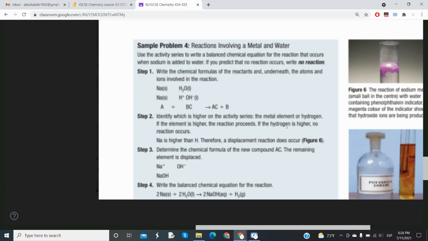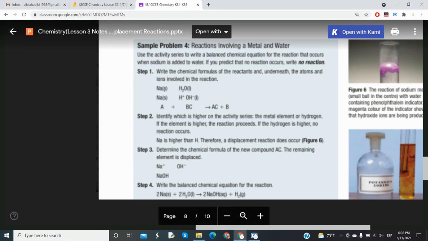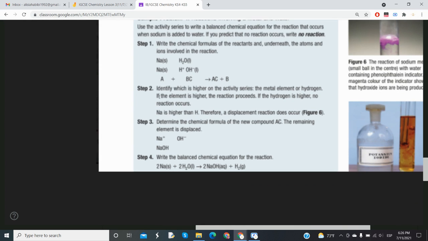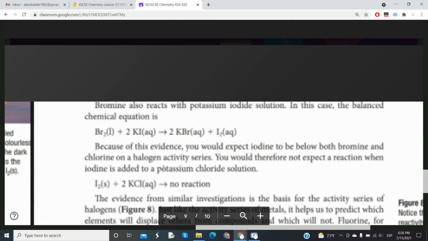Of course, like we said before, if hydrogen happens to be higher than the metal or element that is reacting with it, then no reaction would occur. In this case, because sodium is higher than hydrogen, therefore a displacement would occur. So that means that sodium would combine with hydroxide, and then we would get sodium hydroxide. And step 3, this is where we determine the chemical formula. And of course, hydrogen gas will be displaced. And so this is what we have here in step 4. And I forgot to mention, guys, it is always important after a single displacement reaction that you actually balance the chemical equation.